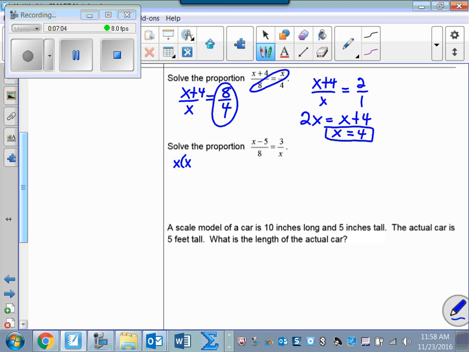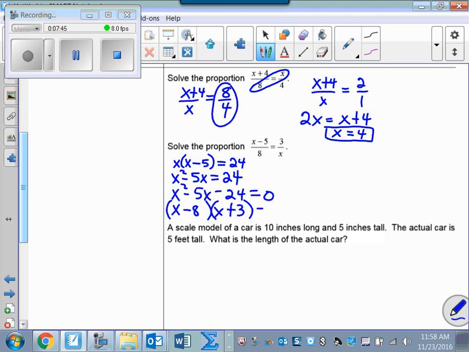We got x times x minus 5 equals 24. All right, now I'm going to use the distributive property. So I've got x squared minus 5x equals 24. It's a quadratic equation. How do we solve a quadratic equation? Well, we want to factor it if we can. So let's subtract our 24 from both sides. And now let's see, can we factor this? What are the factors of negative 24 that add to negative 5? How about negative 8 and positive 3? x minus 8, x plus 3.